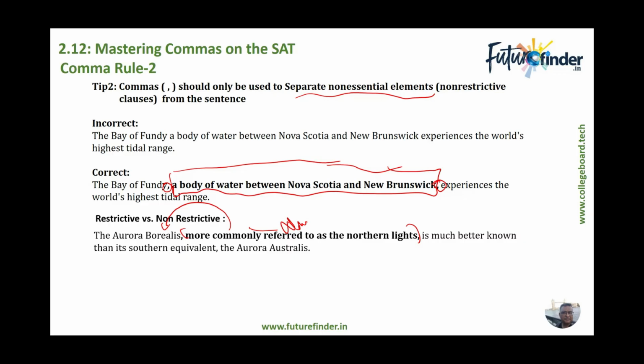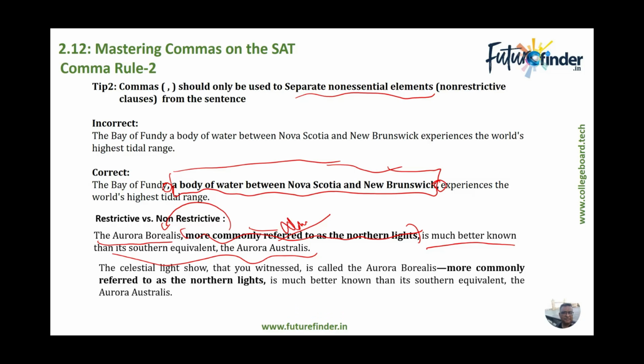The sentence could simply read, the aurora borealis, which is much better known as the northern lights, or more commonly known as the northern lights, can be deleted, and the sentence reads: the aurora borealis is much better known than its southern equivalent, the aurora australis. This could simply be deleted. So hence, this is definitely a non-restrictive clause.